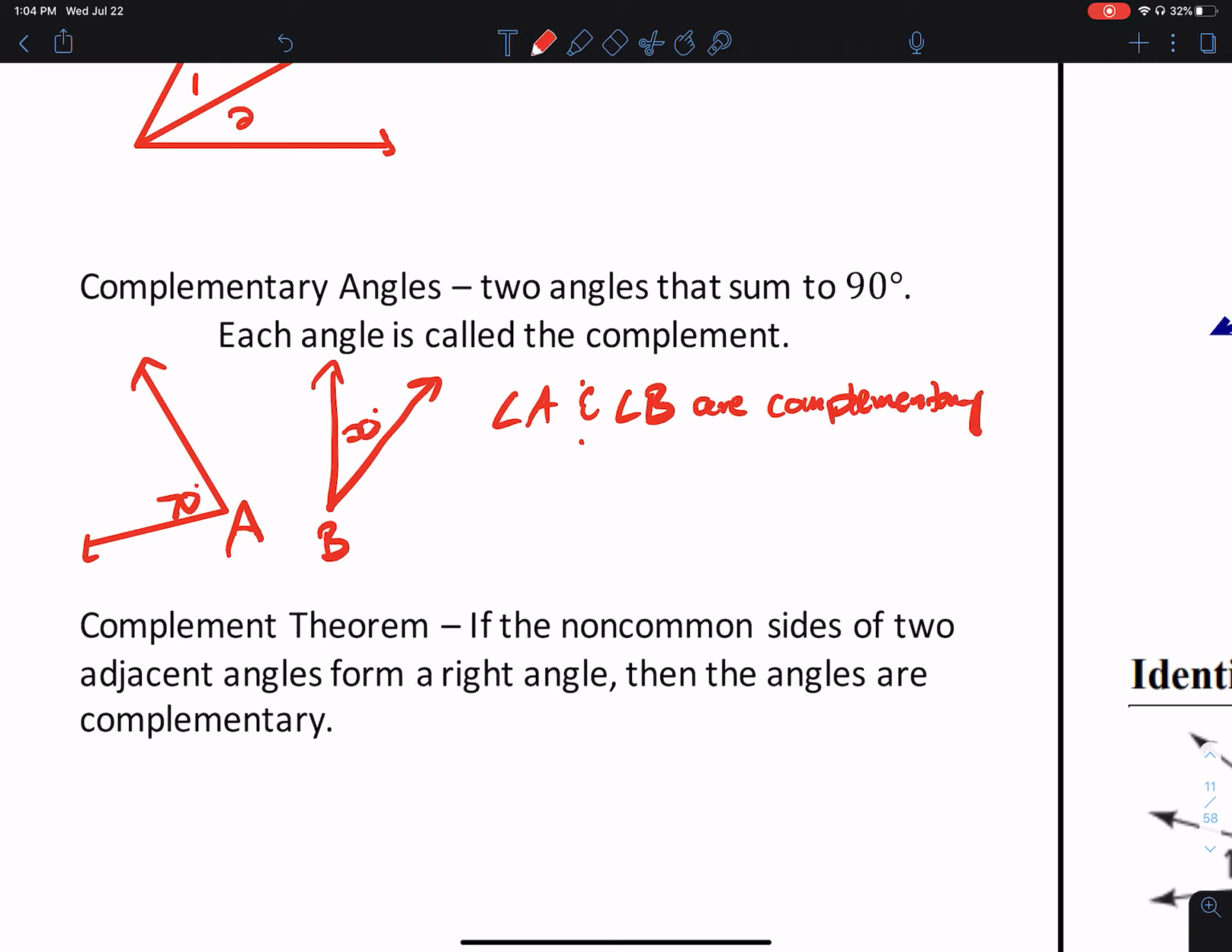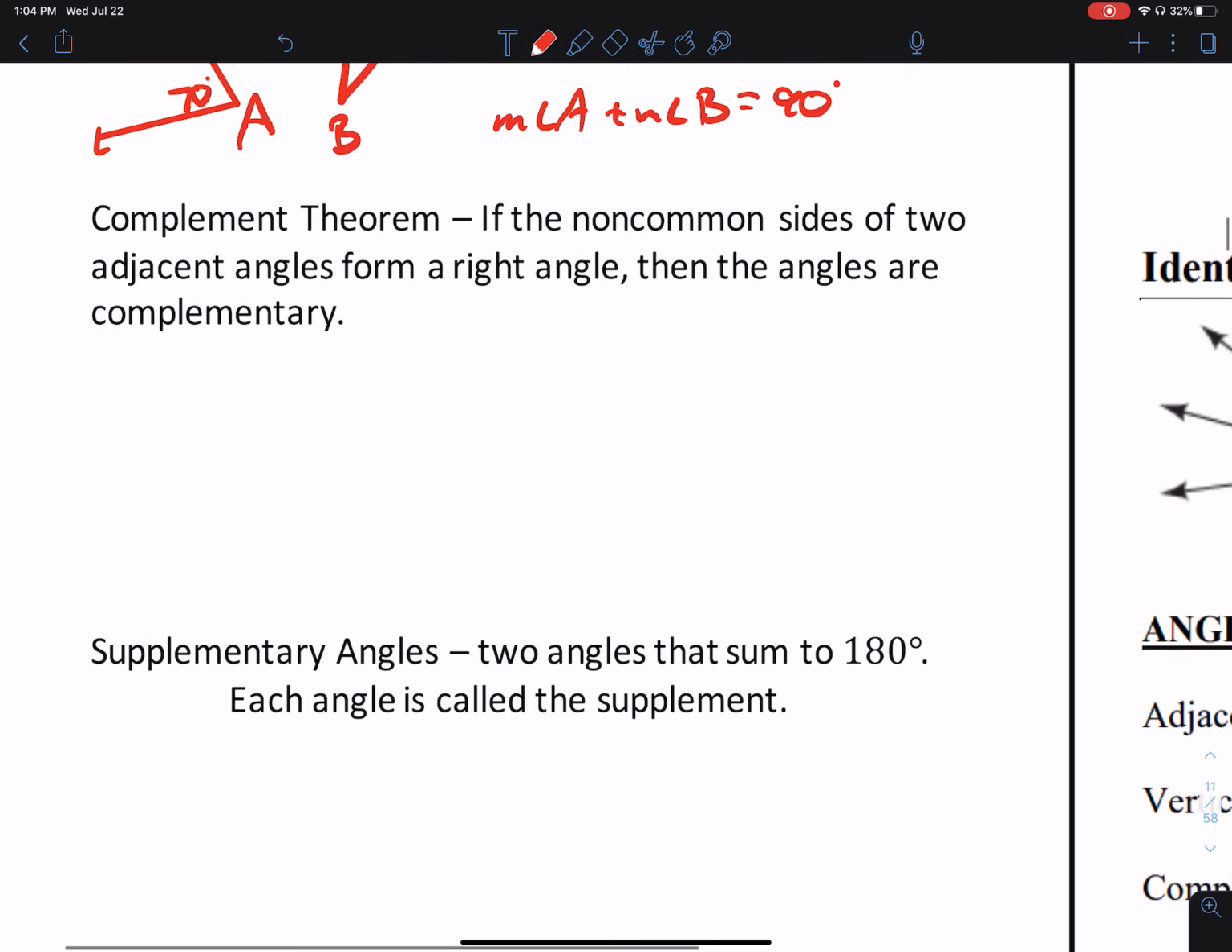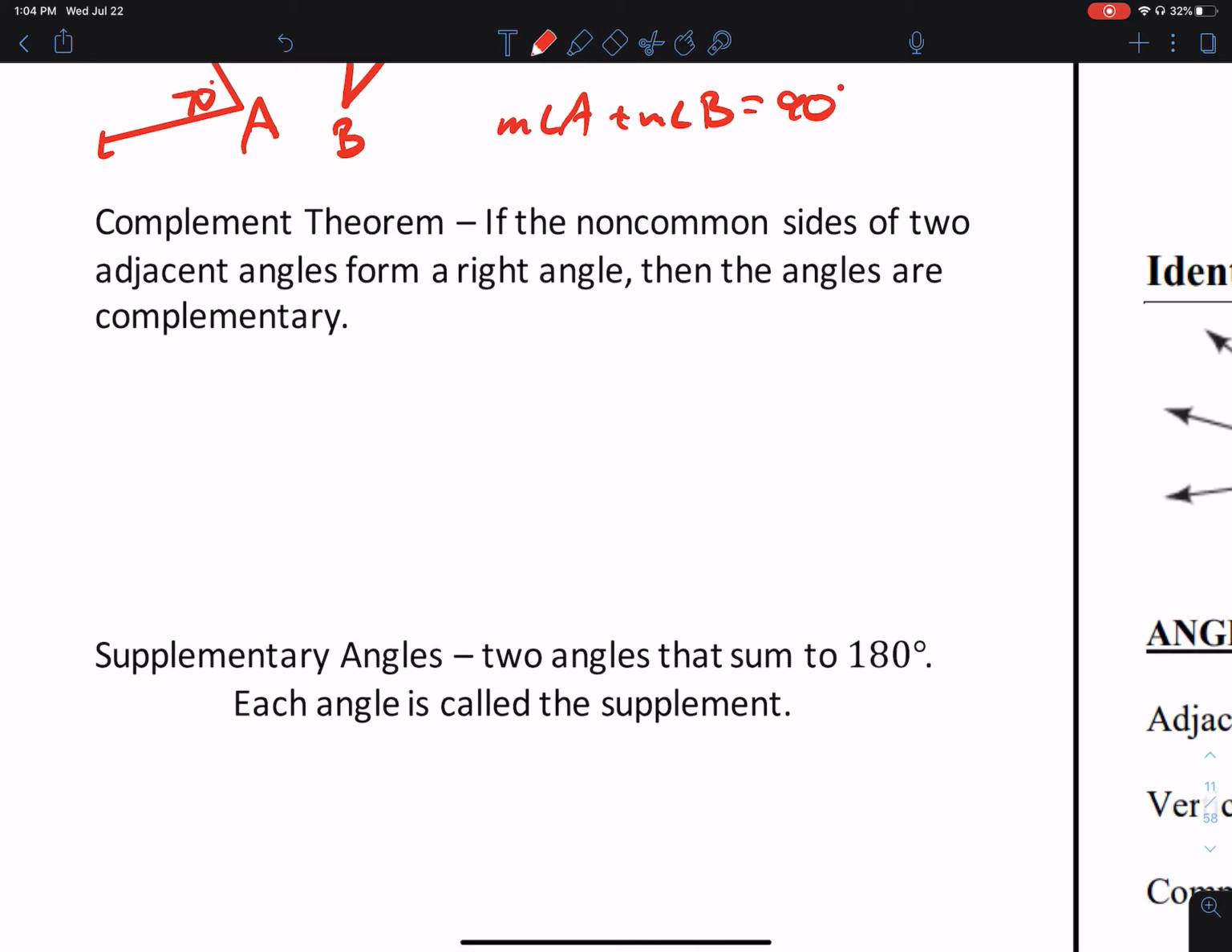They're complementary angles. We could also say that the measure of angle A plus the measure of angle B has to be 90 degrees, because when you add them, you get 90. 70 plus 20 is 90. Complement theorem. If the non-common sides of two adjacent angles form a right angle, then the angles are complementary.